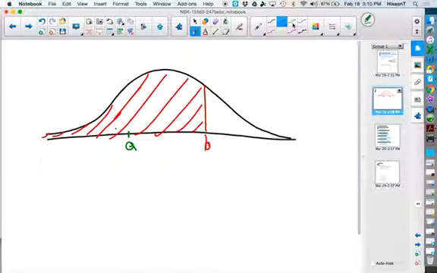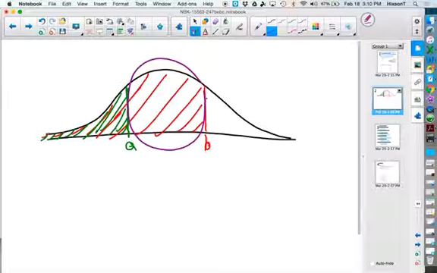So, if I wanted between A and B, I had to use the normal CDF for A, and that gave me all this stuff I didn't want. And I got the normal CDF for B, and I subtracted them, and that gave me just the area in the middle that I was looking for.